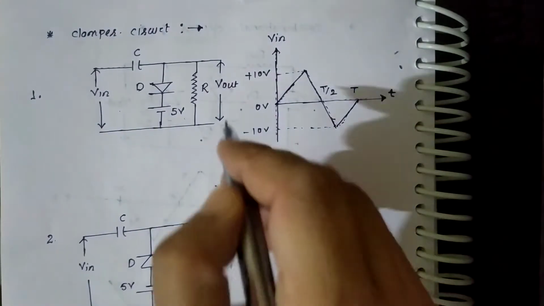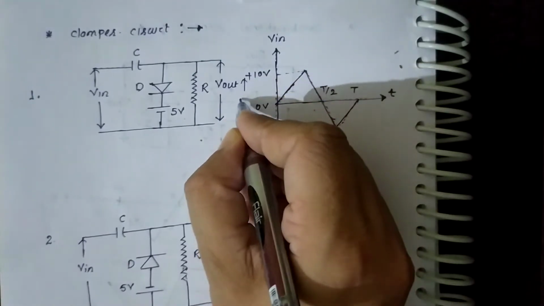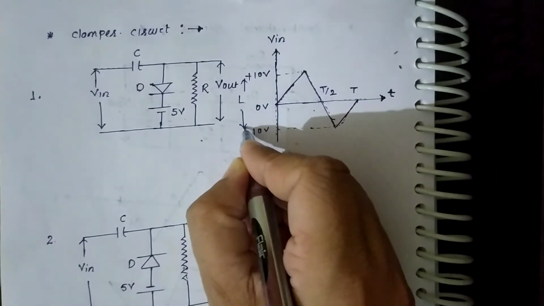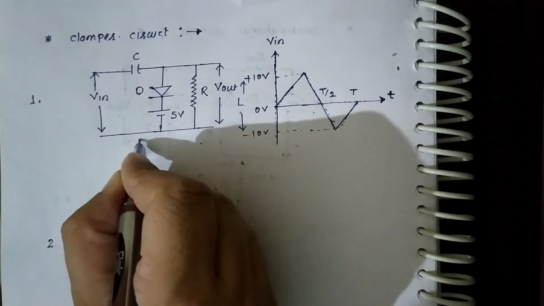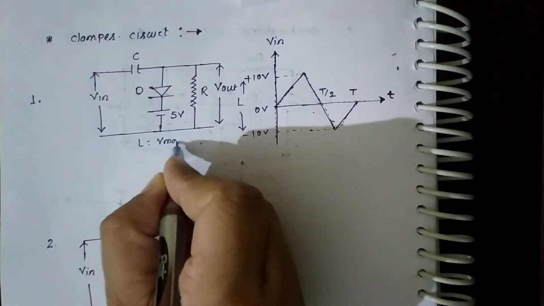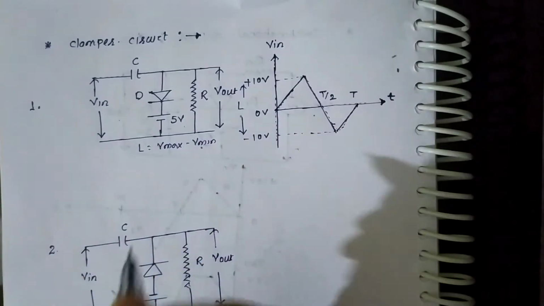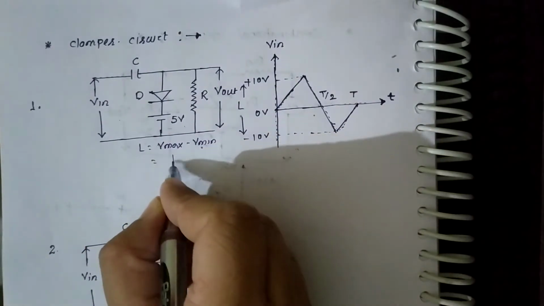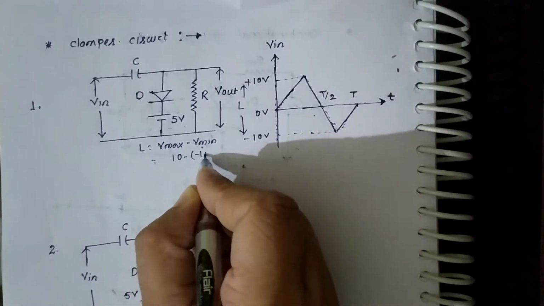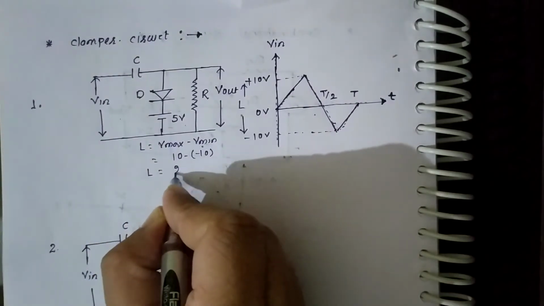So step 1, first you measure the length of the input voltage. Let this be L. How to calculate this L? We calculate it by means of V max minus V min. So in this case the maximum voltage is 10 volt minus the minimum voltage, minus 10 volt. So the length of input is 20 volt.